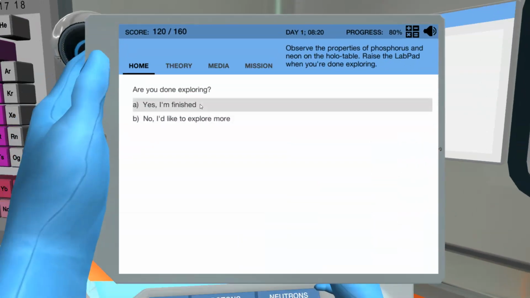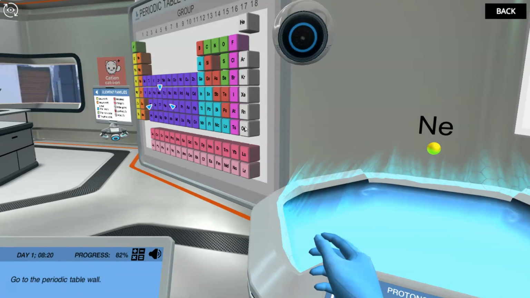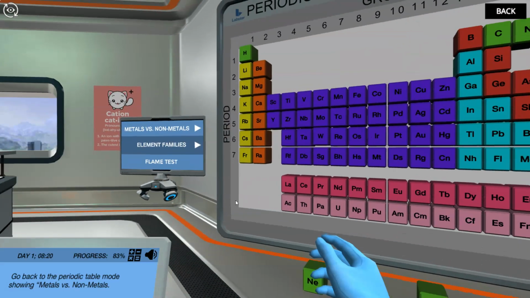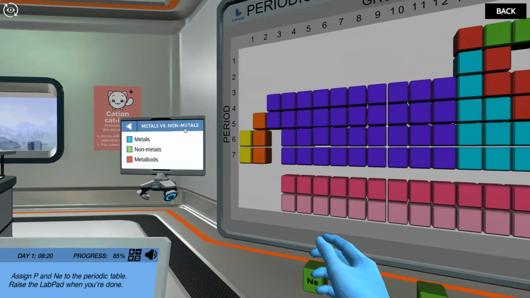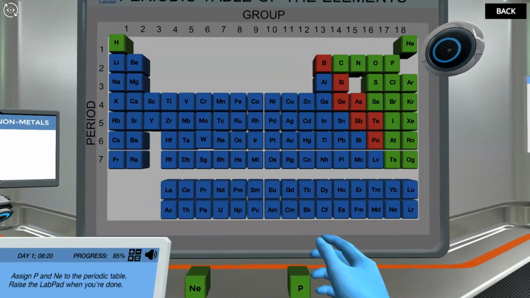Are you done exploring? Think about what you learned about trends in the periodic table and apply your knowledge by assigning the last 2 missing elements to the periodic table. Remember that you can always go to the Theory or Media tab to find the Explore the main trends in chemical properties again. Go to the periodic table wall. Go back to the periodic table mode showing metals versus non-metals. Assign phosphorus and neon to the periodic table. Raise the lab pad when you're done.